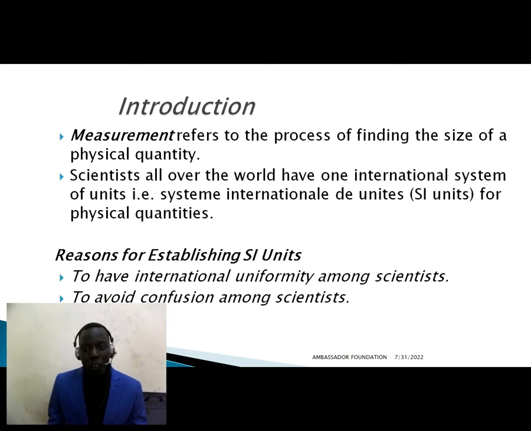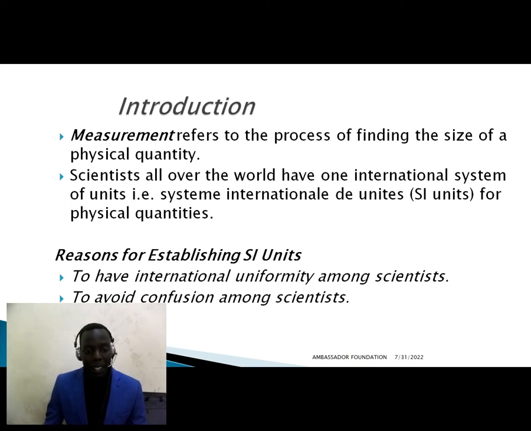Scientists all over the world have one international system of units. That is the Système International d'Unités. It is French, but we call it the SI units. When we bring it back to English, it is simply the International System of Units. So, for example, we have very many physical quantities that agree on one measuring unit. Time, all over the world, we measure it using seconds. Though we have other multiples of time like minutes and hours, the SI unit, the unit that we agree on all over the world, is seconds.